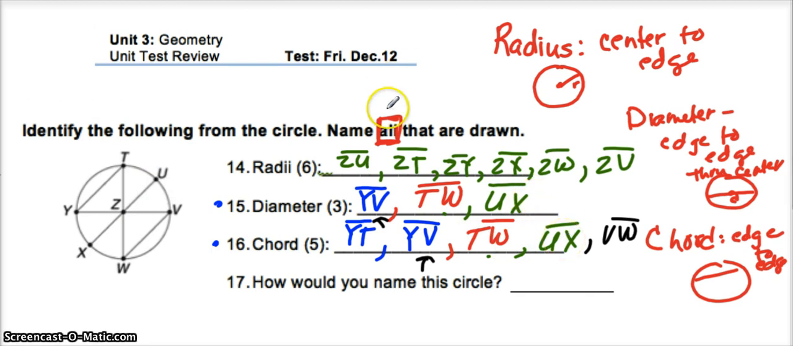All right, so that should have our 6 radii, 1, 2, 3, 4, 5, 6, our 3 diameters, 1, 2, 3, and our 5 chords, 1, 2, 3, 4, 5. Got them all. You'll have to be able to identify them all when it comes test day.